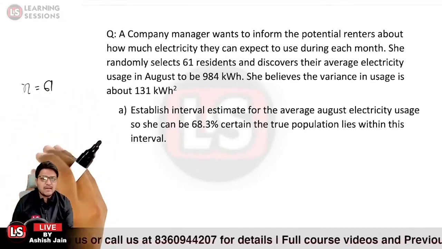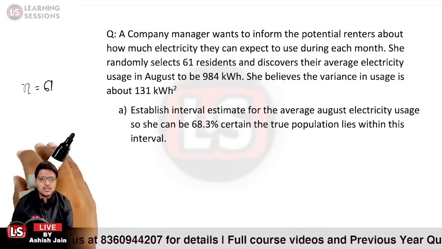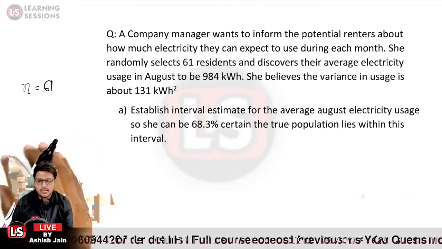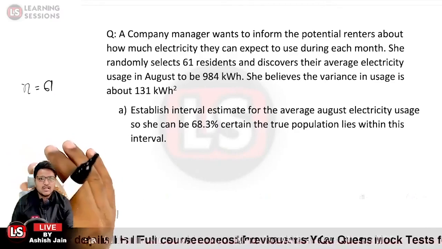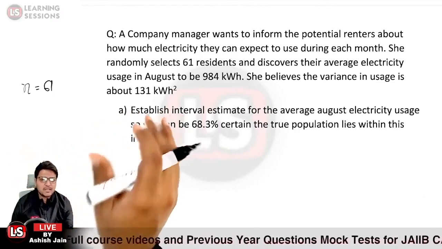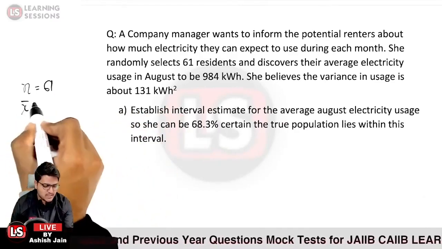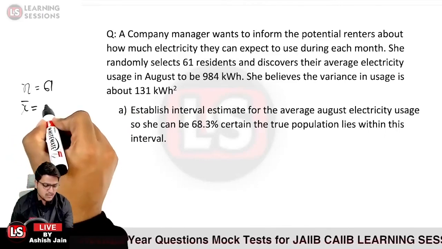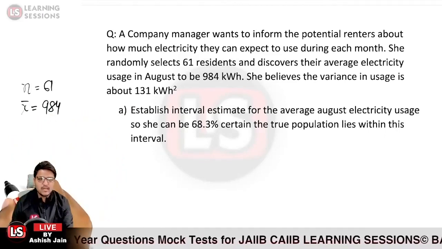And discovers their average electricity usage in August to be 984 kilowatt hour. So what is the average electricity used? That is x bar, which is given to be 984.